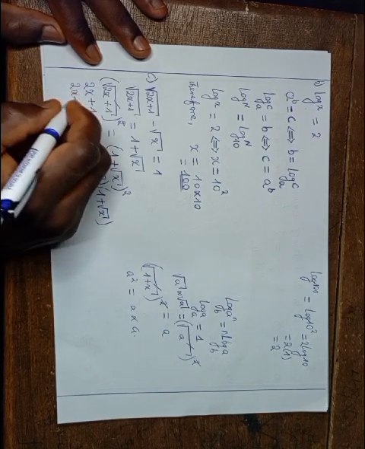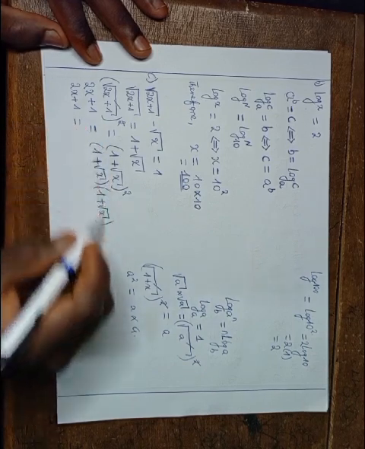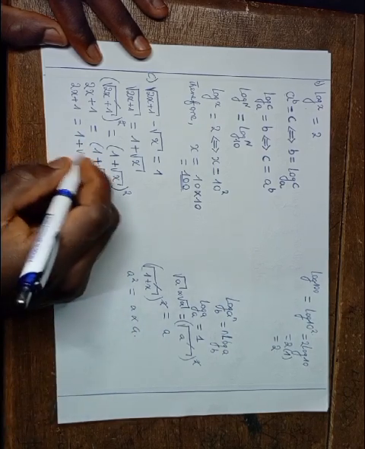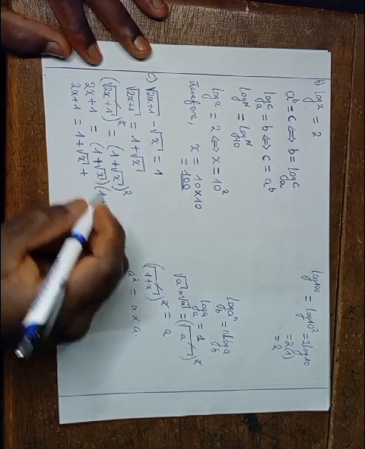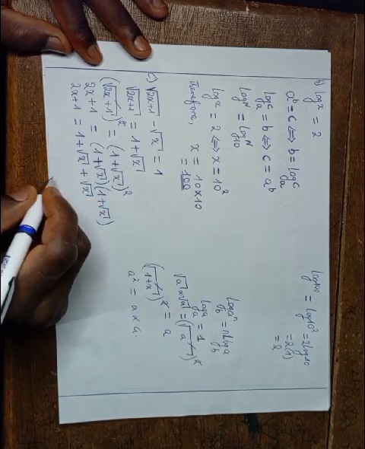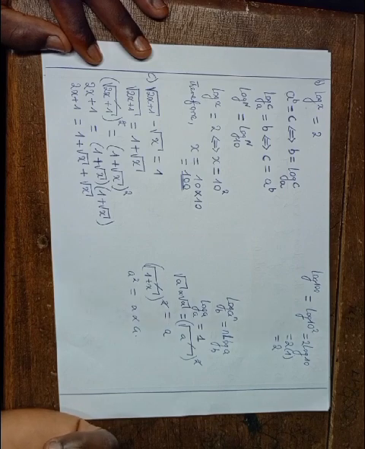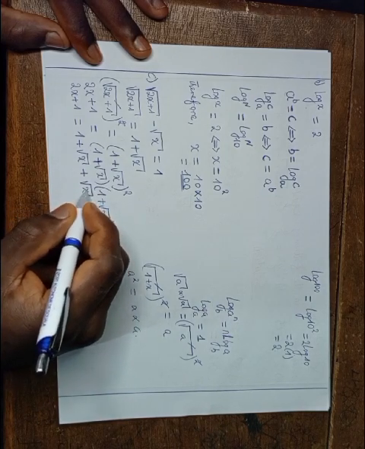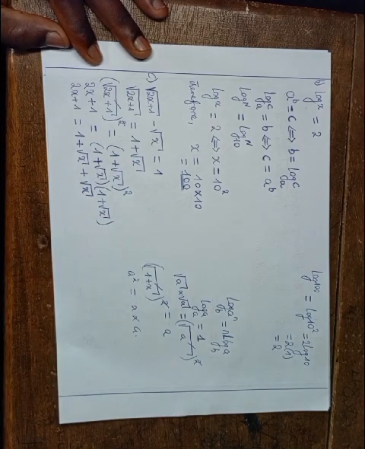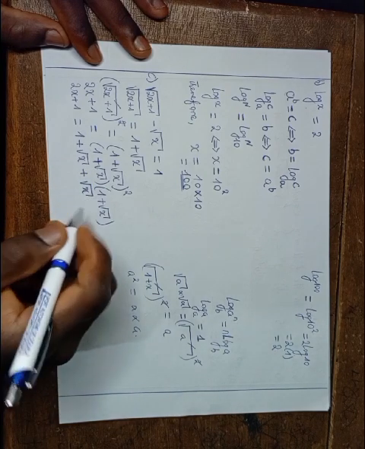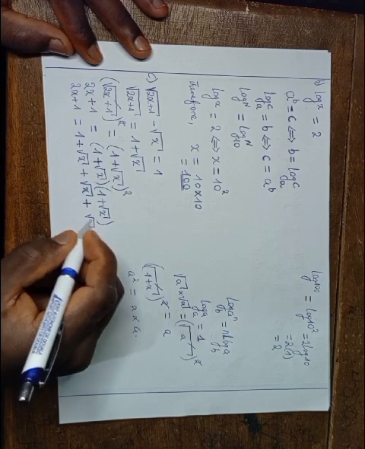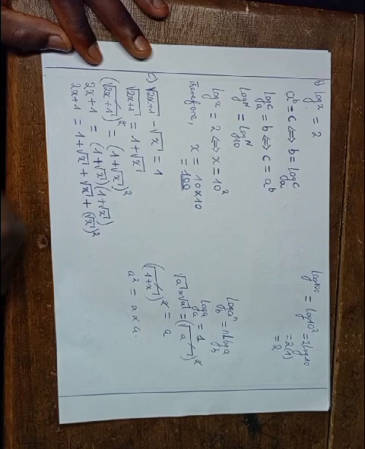Next, this will give us 2x plus 1 is equal to, we are going to expand the brackets. 1 times 1 gives us 1, plus 1 times root x gives us root x, plus root x times 1 gives us root x. If you multiply any non-zero number by 1, the number remains the same. So it is the same thing with root x times 1. Next, we have plus root x times root x. This will give us root x squared as such.